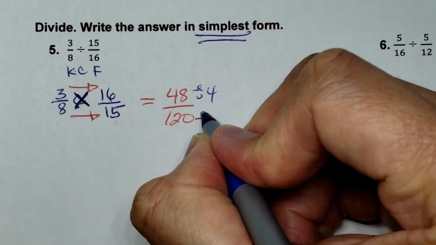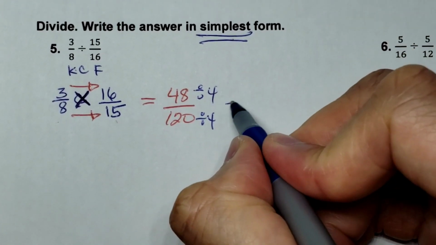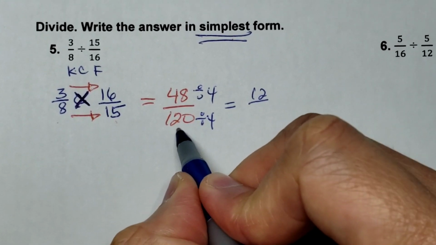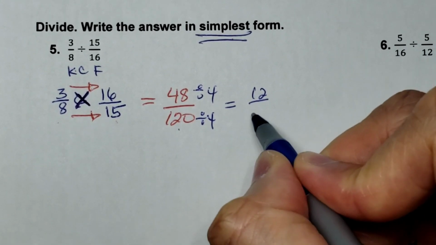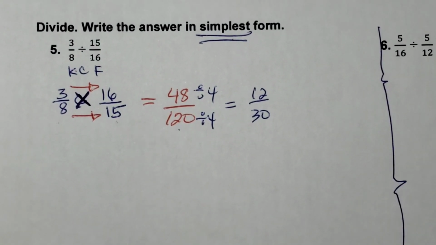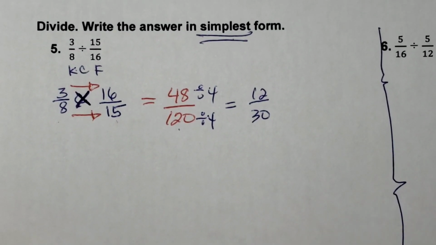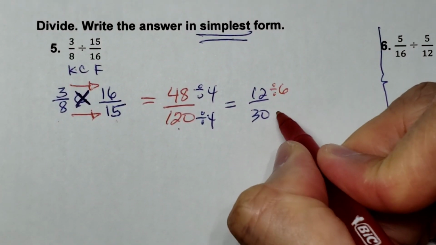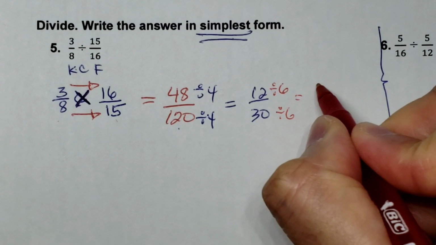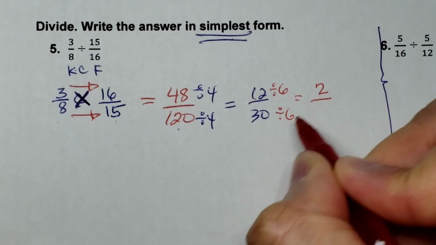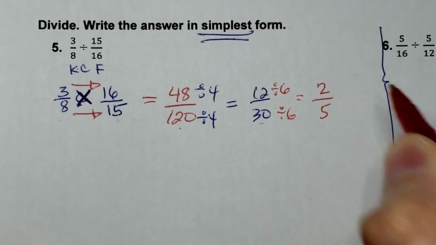So we're dividing this by 4. We know 4 can go into 48 how many times? 12 times. 4 can go into 120 how many times? 30 times. Now, can we still simplify this? Yes, we can. We can simplify this by dividing by what? 6. Because we know 6 times 2 gives you 12. So 12 divided by 6 gives you 2 over 30 divided by 6 is 5.